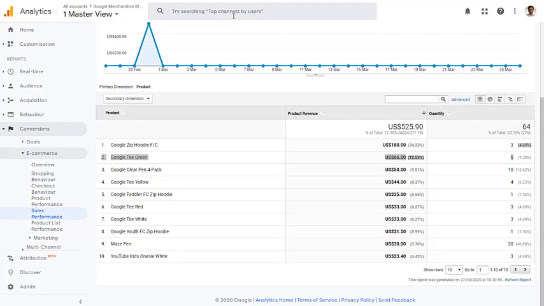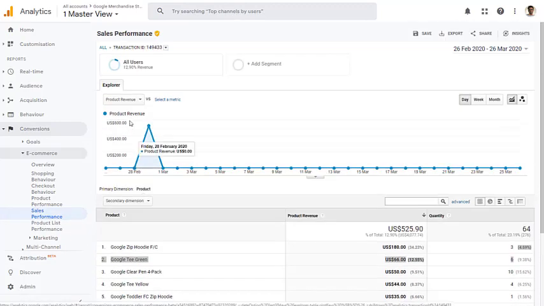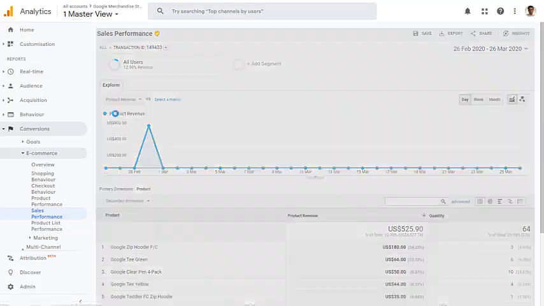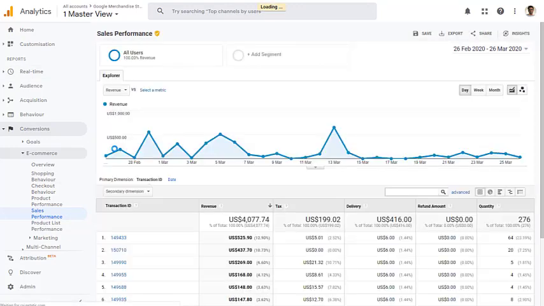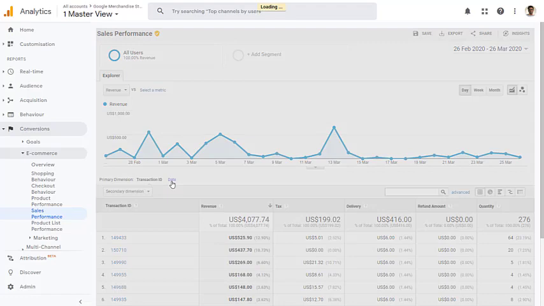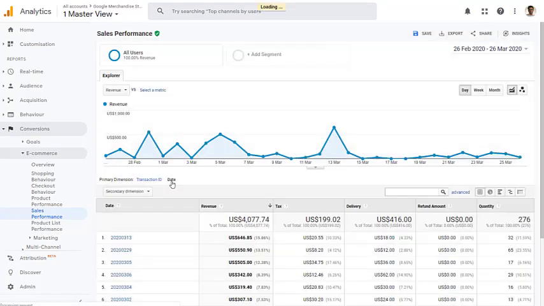Okay, so these are the order details. I can see by date also, like on Jan 1, how many orders I got, Jan 2, how many orders I got, like that. If I click on the date here, you will see that the report is being generated date wise, and now I can see on which date exactly I got the highest revenue.